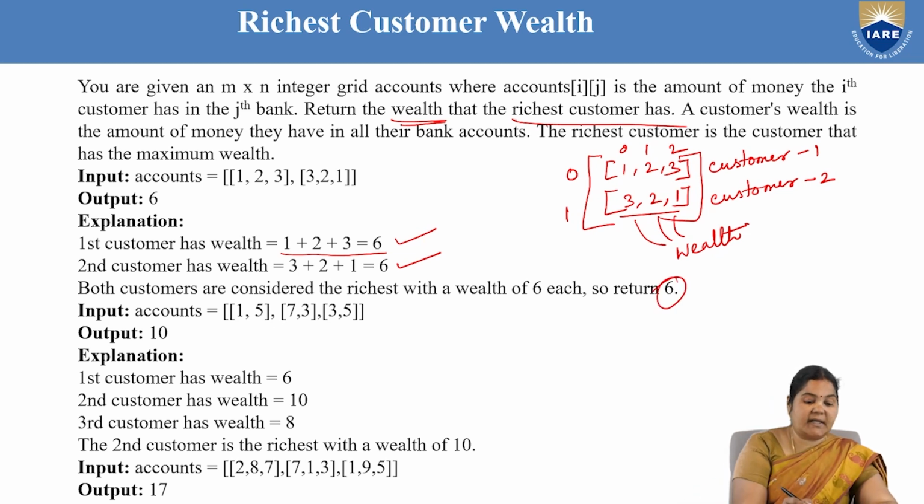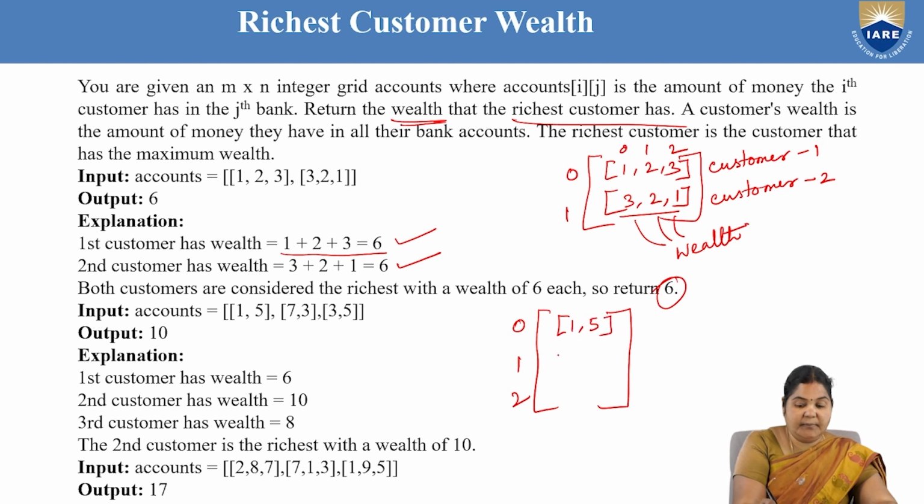Okay. Coming to second. Now in your accounts there are 3 customers. First one is having wealth 1 and 5. Second one 7 and 3. Third one 3 and 5.